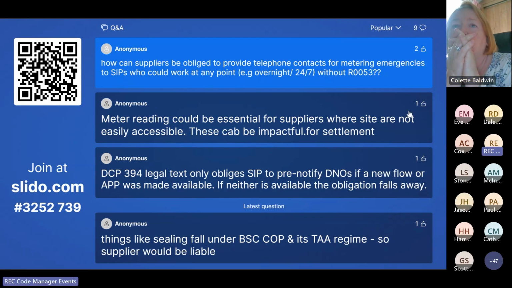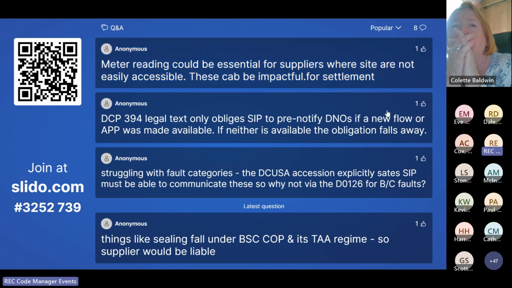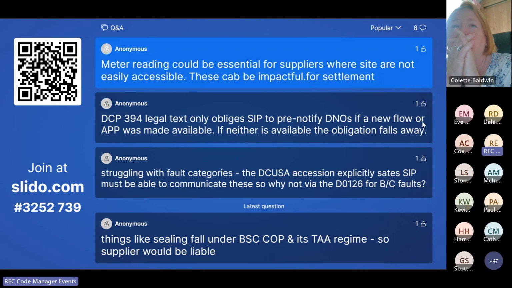Fantastic, thank you. The next question, or the next point to raise, I think it's related to a point that was raised previously, that meter reading can be essential for suppliers where the site's not easily accessible, and these can be impactful for settlement. Have we already discussed this point here, Colette?